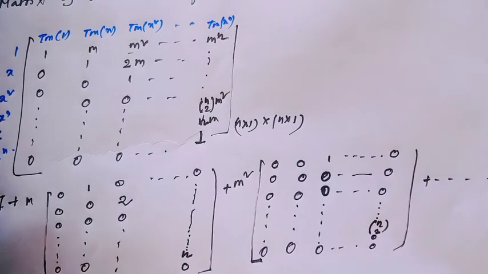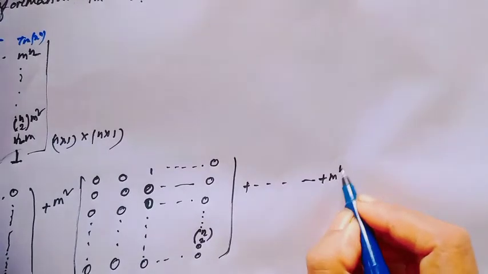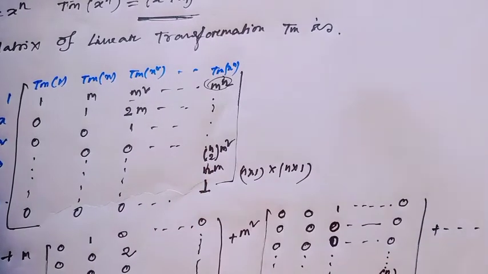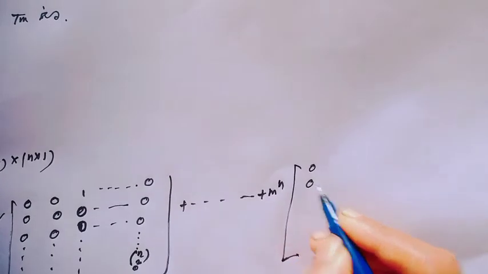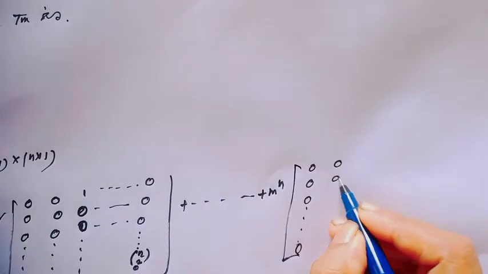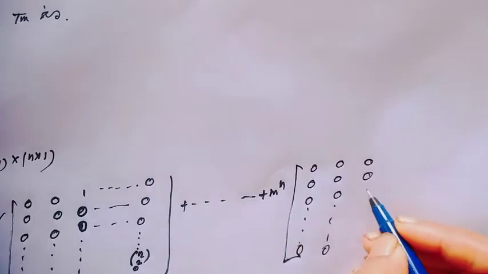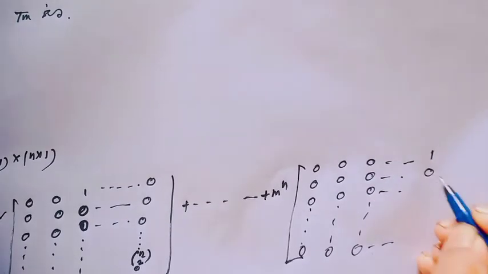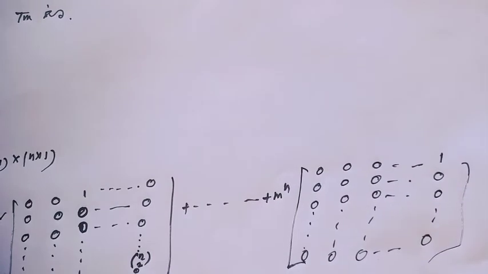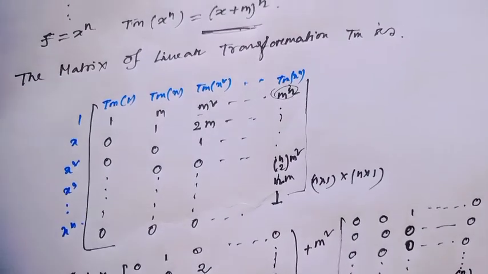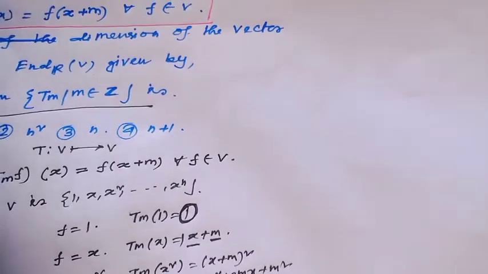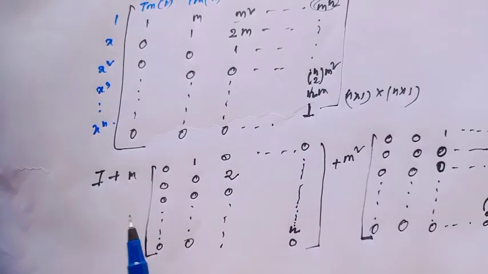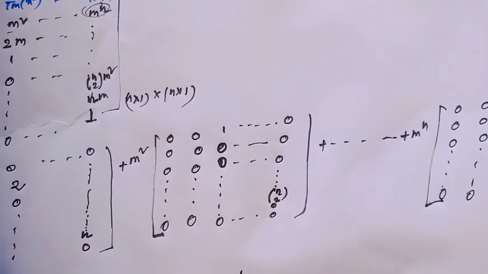Similarly this would continue, and the last term would be m to the power n, and m to the power n only in this part, and the other part would be 0. That means 0, 0, 0, 0, 0, 0, 0, 0, 0. This would continue. Here m to the power n and the other part would be 0. Notice this is the linear transformation of the mapping Tm. Are you getting? And here notice 1, m, m square up to m to the power n are always linearly independent.